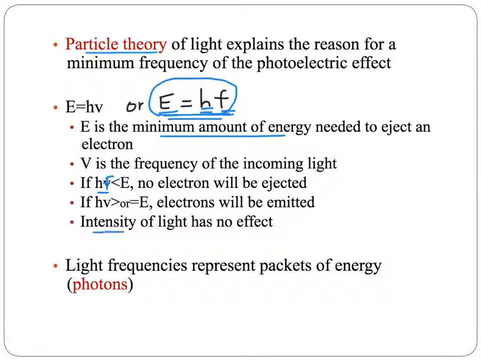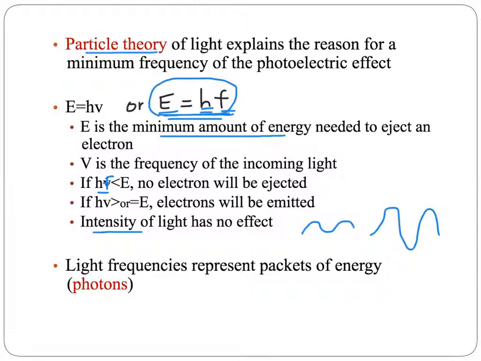Frequency does not affect intensity. Intensity is a reflection of the amplitude. Something with low intensity has a low amplitude, and high intensity has a high amplitude. So the intensity of light has no effect, but something about the frequency, and particularly the energy that that frequency represents, is what matters.